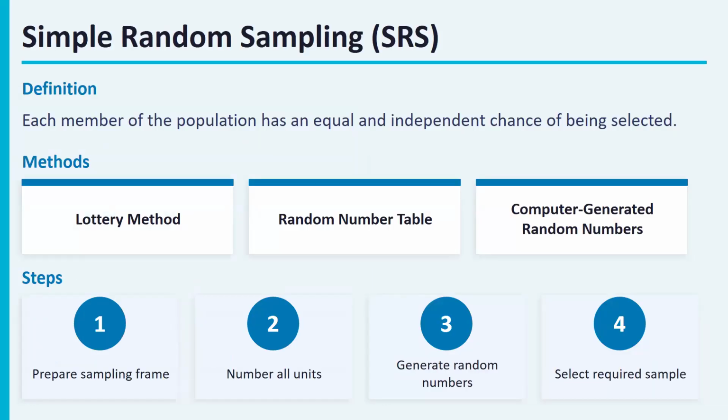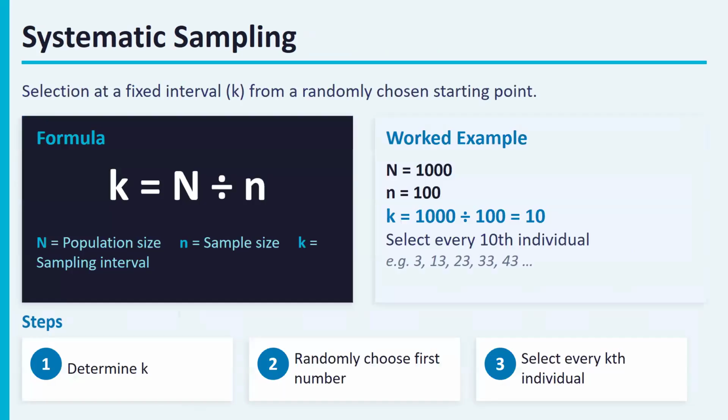So now we come to the detail. First of all, we will see simple random sampling. Each member of the population has an equal and independent chance of being selected. The methods used can be the lottery method, random number table, or computer generated random numbers. Steps involved in simple random sampling are, first of all, we prepare the sampling frame, then we number all the units, then we generate random numbers, and then we select the required sample.